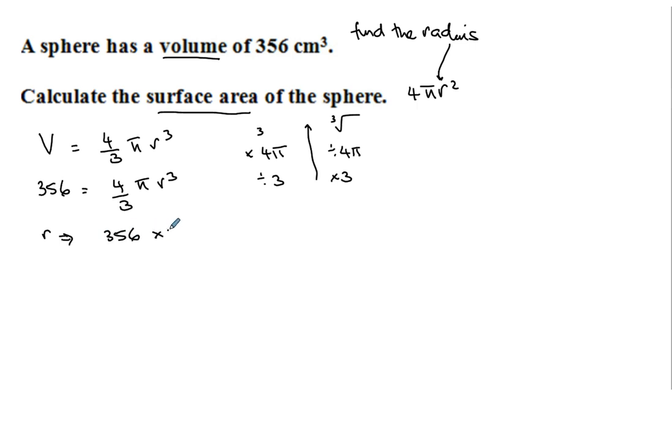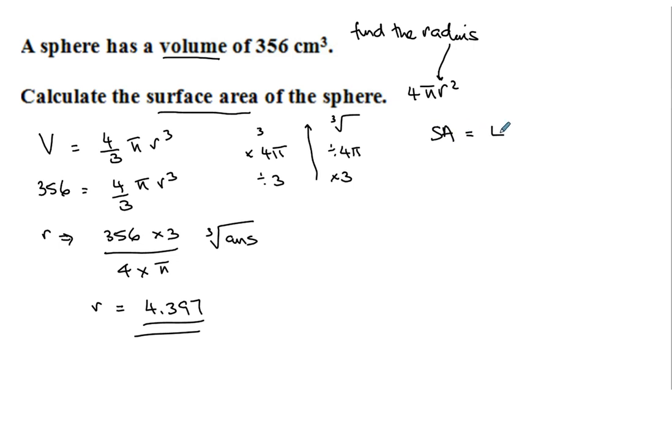356 times 3 divided by 4 times pi, and then we cube root our answer, and we get r equals 4.397. And again, I'll just carry it with that decimal place. In fact, don't take your answer away from the calculator, and then you can play around with it. So the surface area is 4 pi times 4.397 squared. Okay, and out comes your answer.